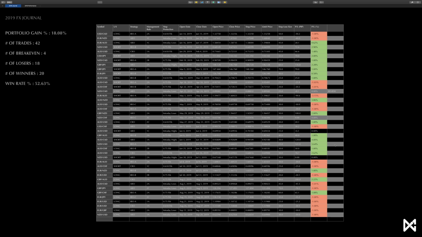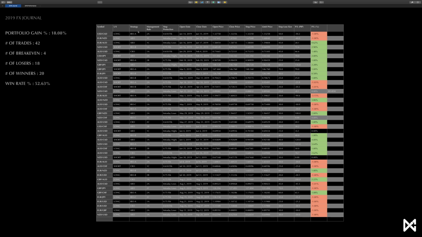So can we get the average win to be above 1% to increase the general portfolio gain? That's just the information that you can get from simple data like that, right? You don't need much, but right away from that, you can start to see where you can improve.